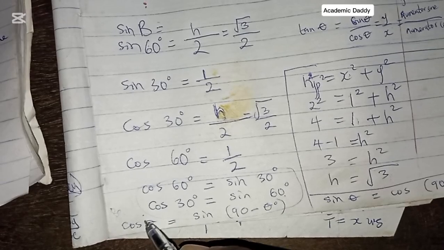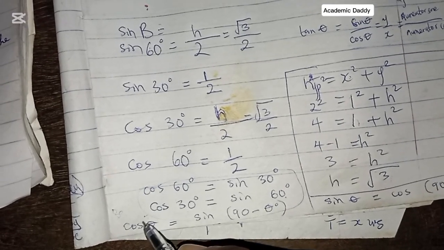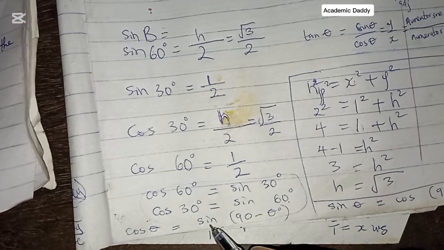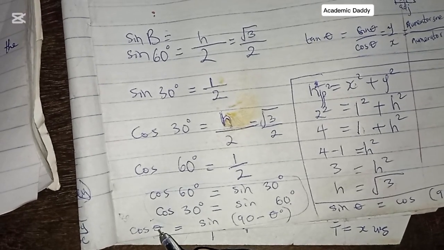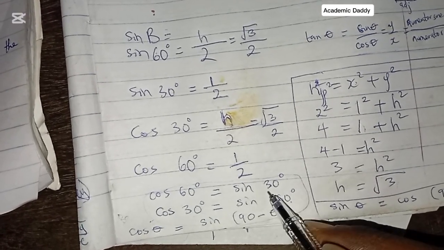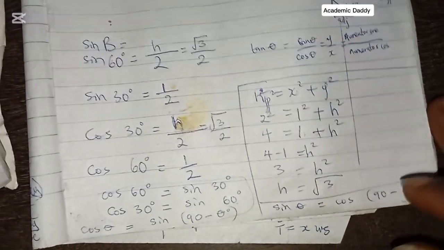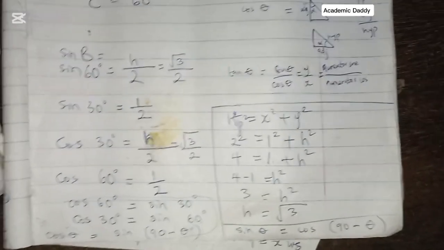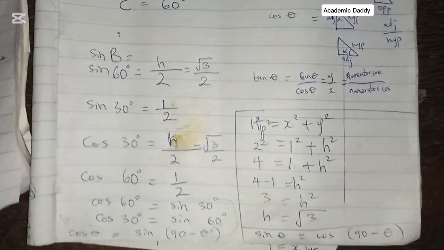Now let's say that the angle I have here is 60. Come and do sine of 90 minus 60. You now have sine 30. And cos 60 is equal to sine 30. So that is why you always see formulas like this. It's important to note it. So I think that does it for the sine and cos.